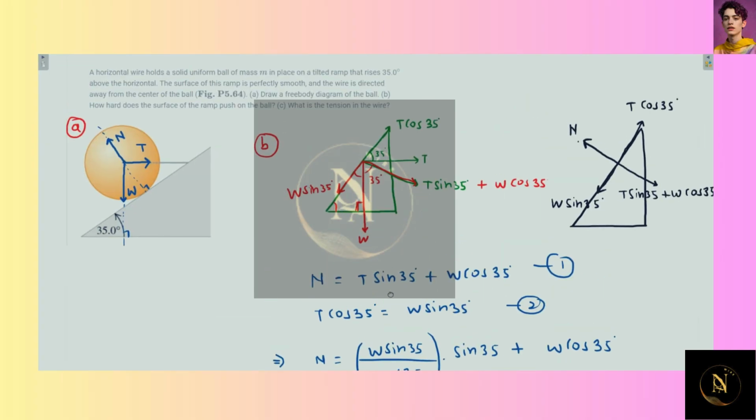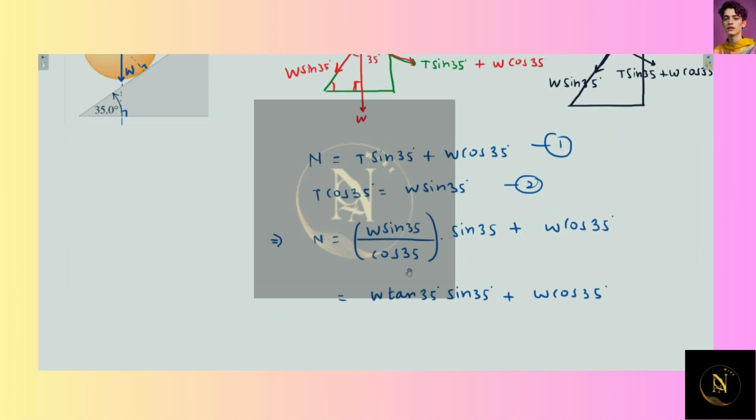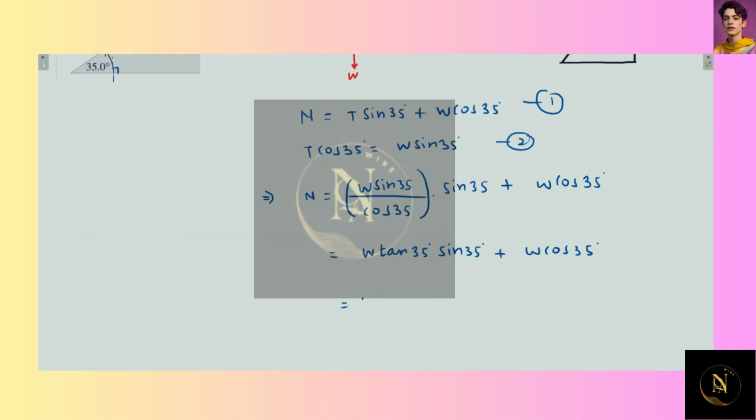Now, are we given the value of mass? No. So we are going to replace W by mg at last. W can be taken out, and the rest of the terms can be simplified using a calculator. So we have tan 35 times sin 35 plus cos 35, which is going to be 1.22, and W is replaced by mg. So we write 1.22 mg. That is the required normal reaction, which is the answer to part B.